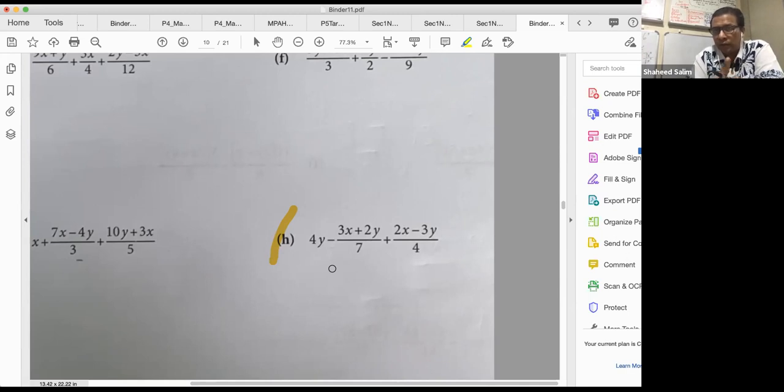Ryan, you know what to do? Inshira, you know what to do? Shafi, you know what to do? Inshira, you have to find the common denominator here. 7 and 4 is how much? 28, right?